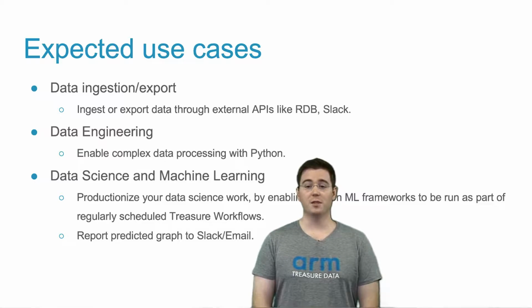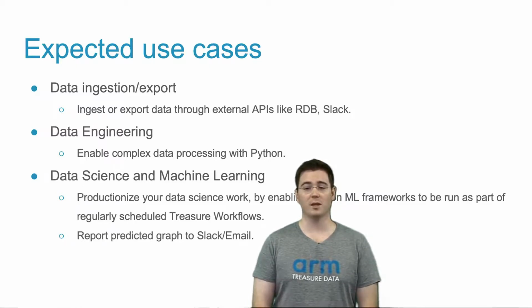There are three major use cases that the Python custom scripting feature is designed to help with. The first one is data ingest and export. Treasure data provides a number of import and export connectors. However, we do not cover every possible API. If you have a custom API that has not been formally implemented, you can use the Python custom scripting feature to connect to your external API for easy testing and early implementation.